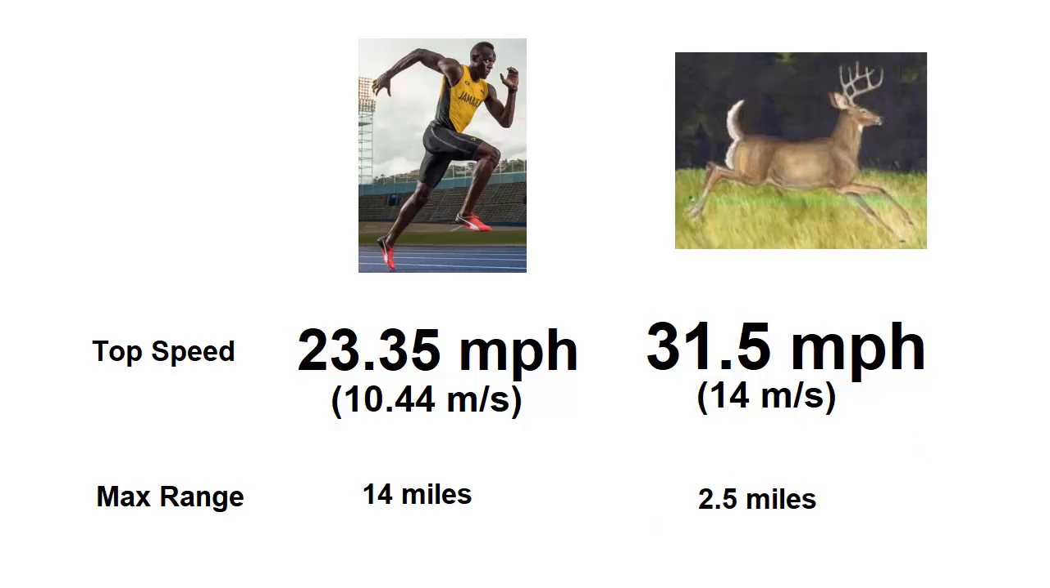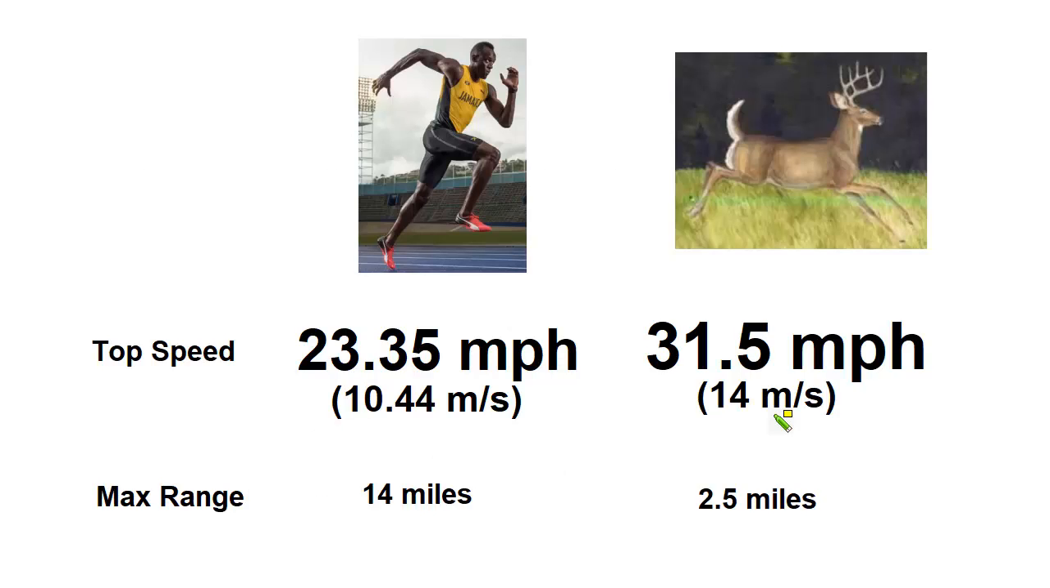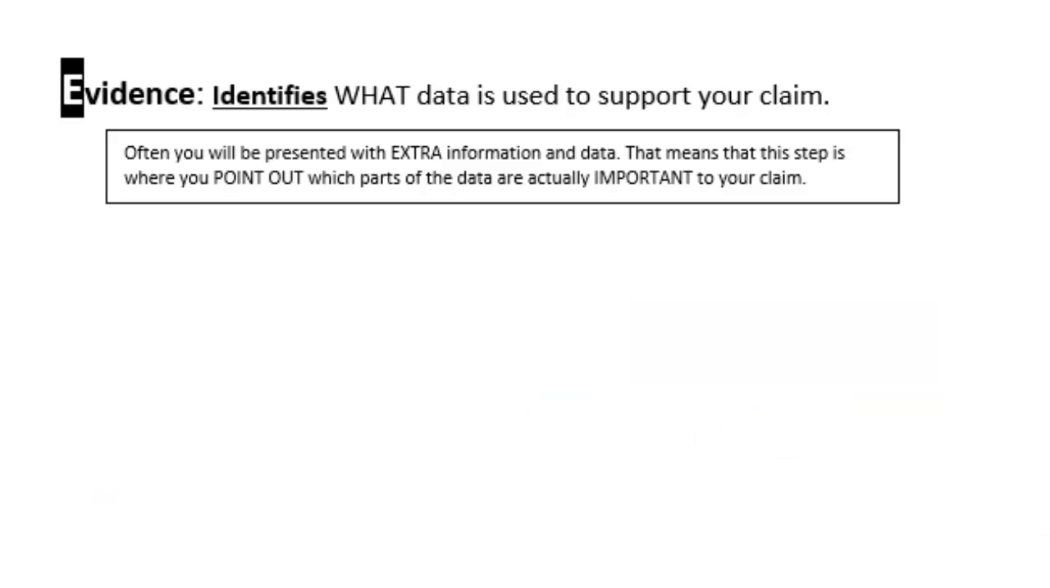Now you can't just say, what's my evidence, and then just copy and paste all this. This is just too much information. You got to pull out the important parts. Well, I'm looking at this, I'm thinking, what's important for figuring out who's going to win this 100-meter dash? It's their top speeds. These numbers right here tell us the evidence we need to figure out who's going to win this race.